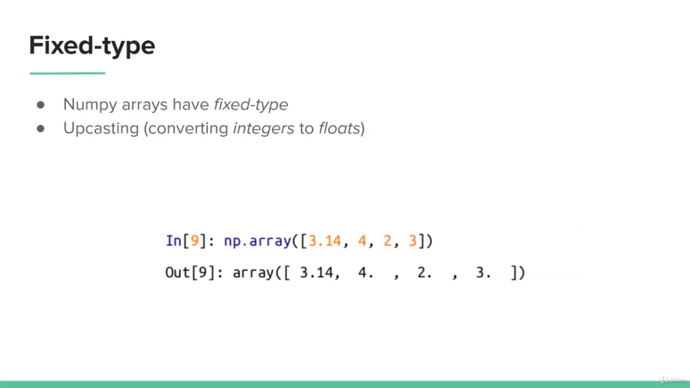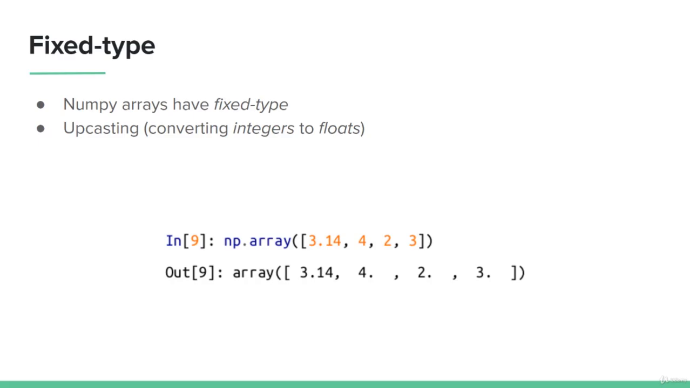We have discussed that NumPy arrays have a fixed type. The thing about NumPy arrays is that unlike lists, we cannot have different data types in the same array. If we try to do something like that, NumPy will automatically upcast all the remaining integers to floats.